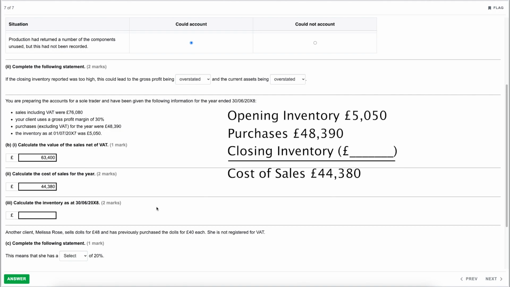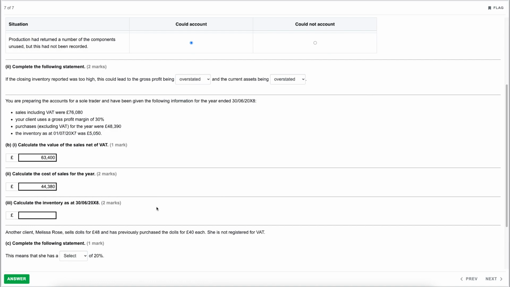So all you need to do is add up your opening inventory and your purchases and then do the difference between those two added together and your cost of sales figure, and that will give you your missing closing inventory figure. So if we calculate that, that gives us a closing inventory figure of £9,060.